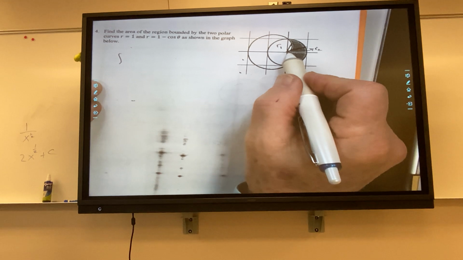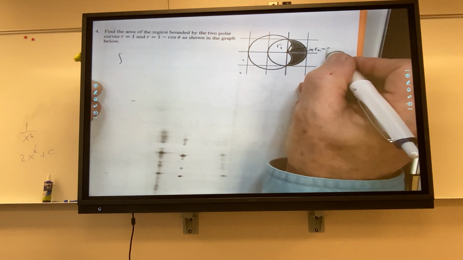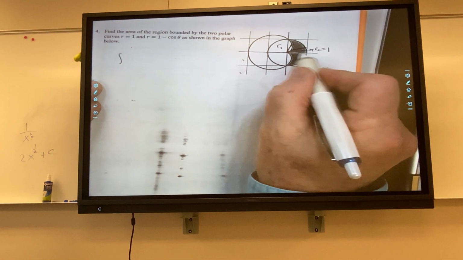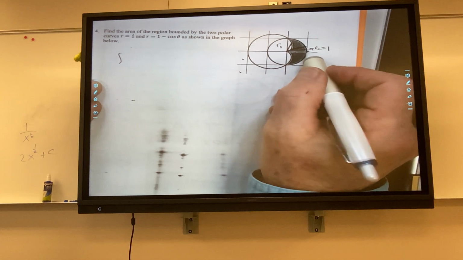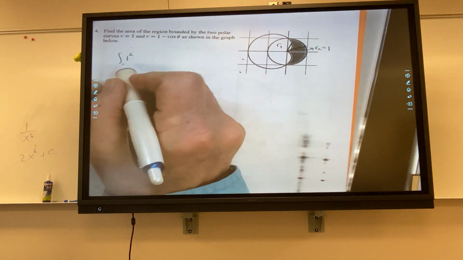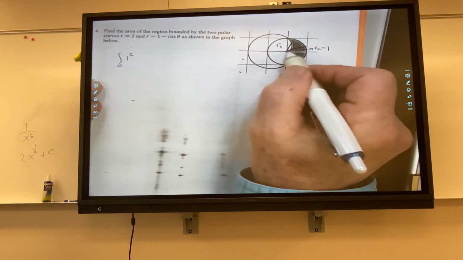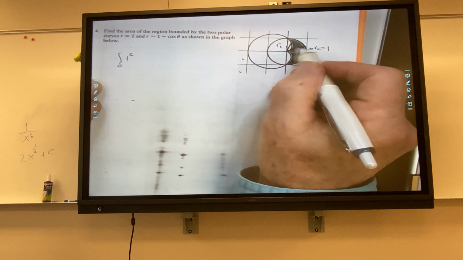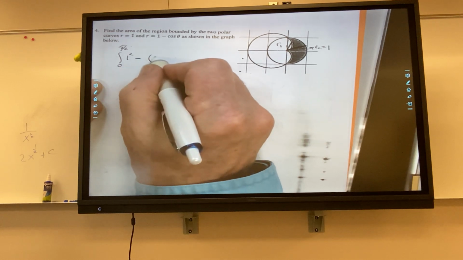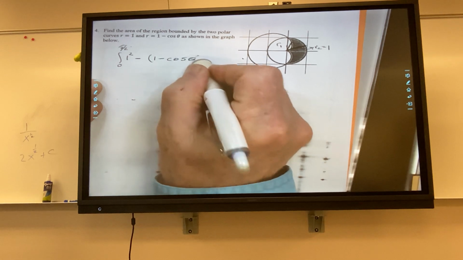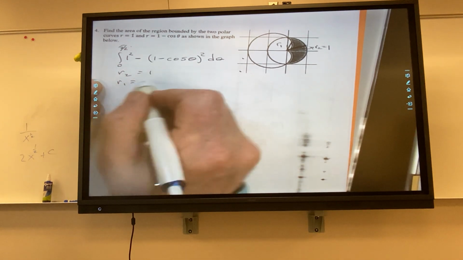And if I'm at 0, this R2 is going to be 1, R equals 1, correct? Because if you take a look, it's 1 all the way along here. So this is going to be R2 equals 1. So I'm going to have 1 squared. And I'm going to go from 0. Now, it's going to end up being right here, correct? So that's going to be pi over 2. And it's going to be minus, parentheses, 1 minus cosine theta squared d theta. So R2 is equal to 1. R1 is equal to 1 minus cosine theta.